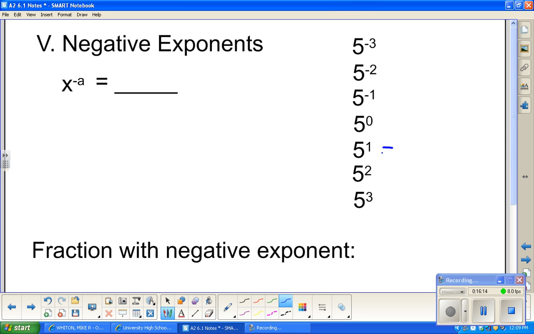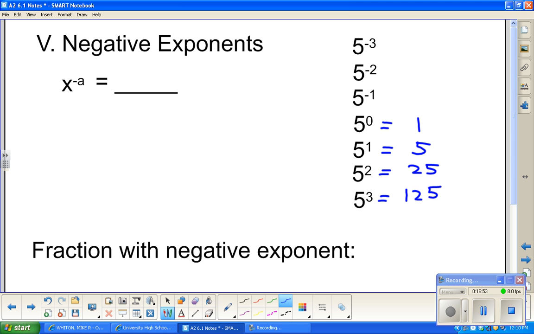Again, the positive ones we're familiar with. 5 to the first, anything to the first is just itself. 5 squared is 25. 5 to the third, so 5 times 5 times 5 is 125. We talked about something to the 0 is. Let's see if we can get this pattern here. As the exponent gets bigger, as we're moving down this pattern, aren't we multiplying by 5 each time? So to work backwards, you're kind of dividing, aren't you?